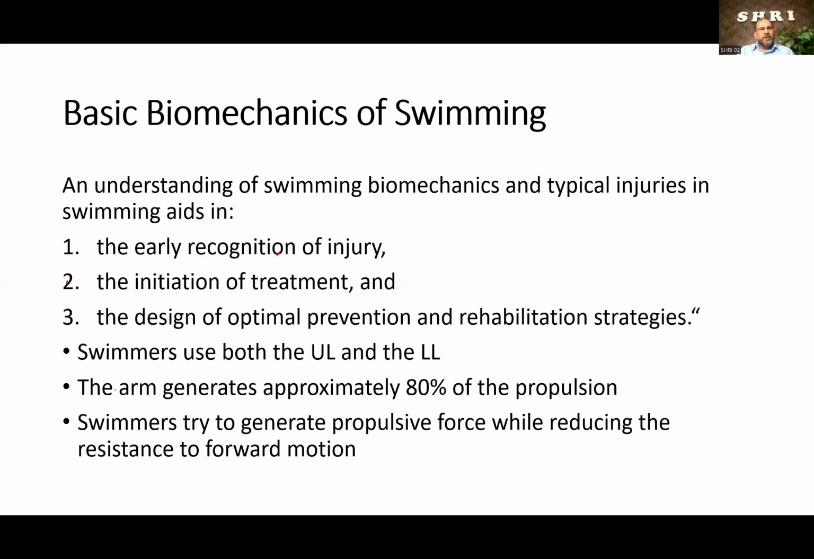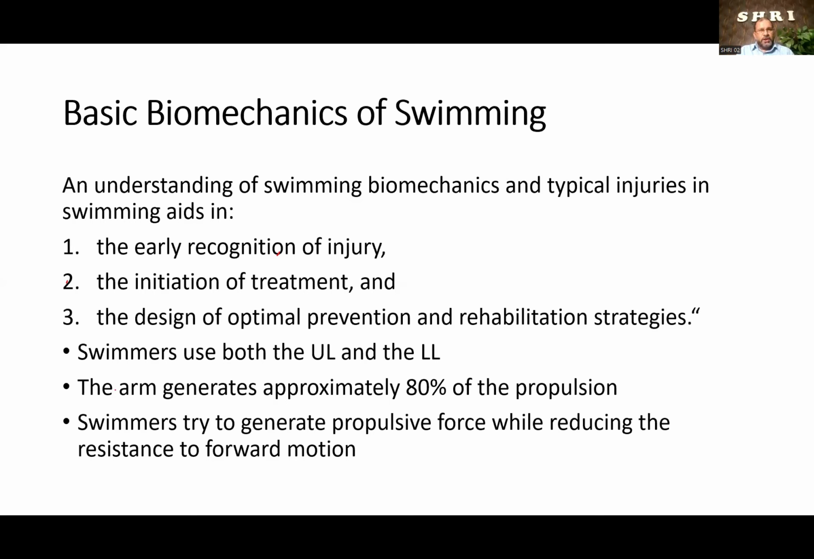The initial treatment, then the design of optimal prevention and rehabilitation strategies. So rehabilitation strategies, we have standard protocols, and we have customized protocols also. Then swimmers, you all know swimmers use both the limbs, upper limb and the lower limb, and the upper limb generates approximately 80 to 90 percent of the propulsion in swimmers. So upper limb is very important in swimming.